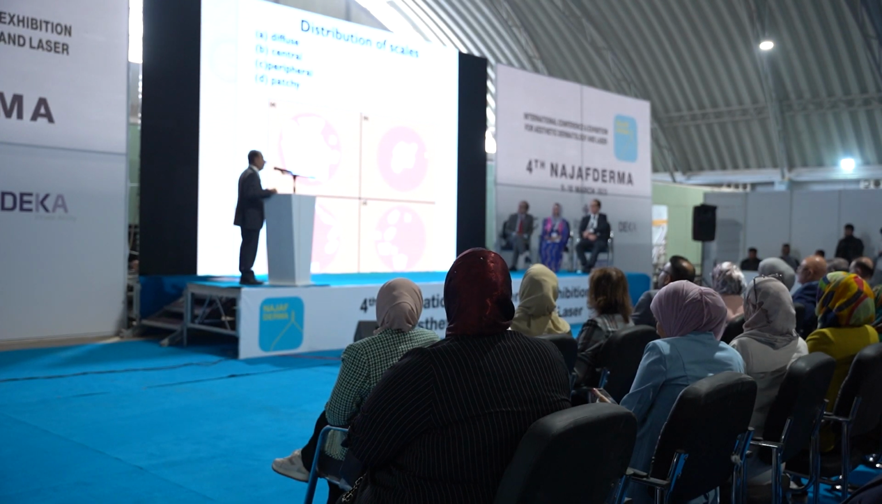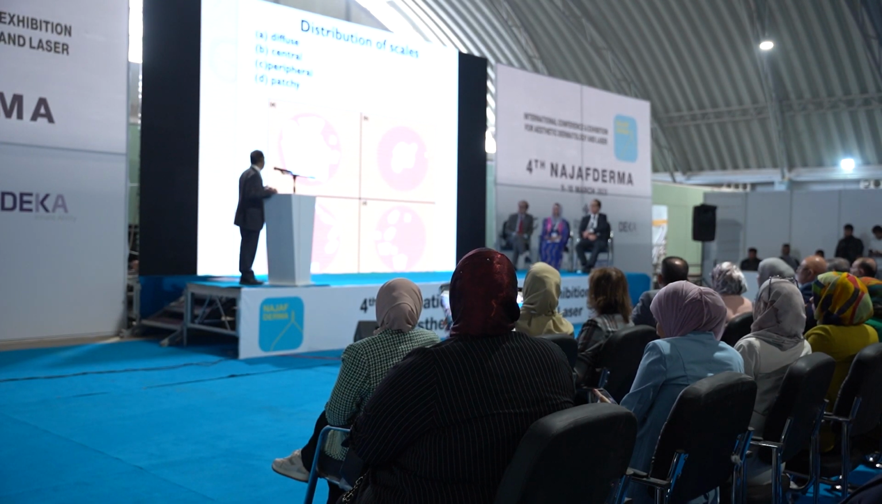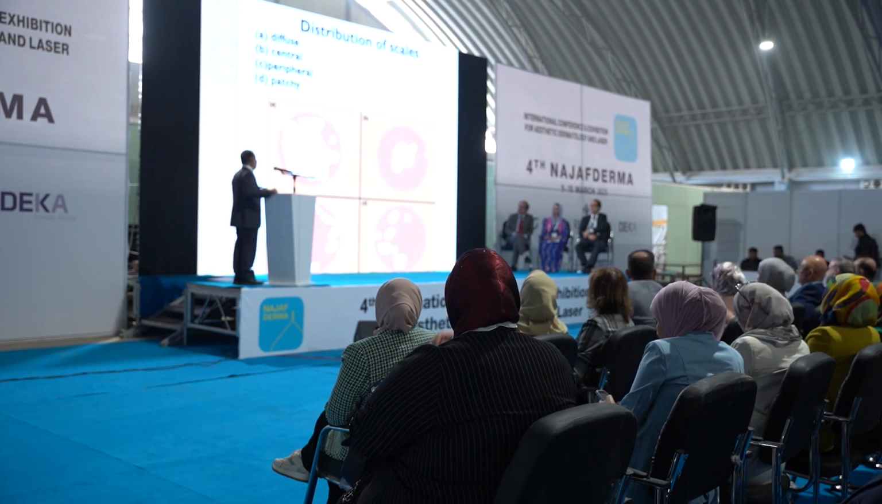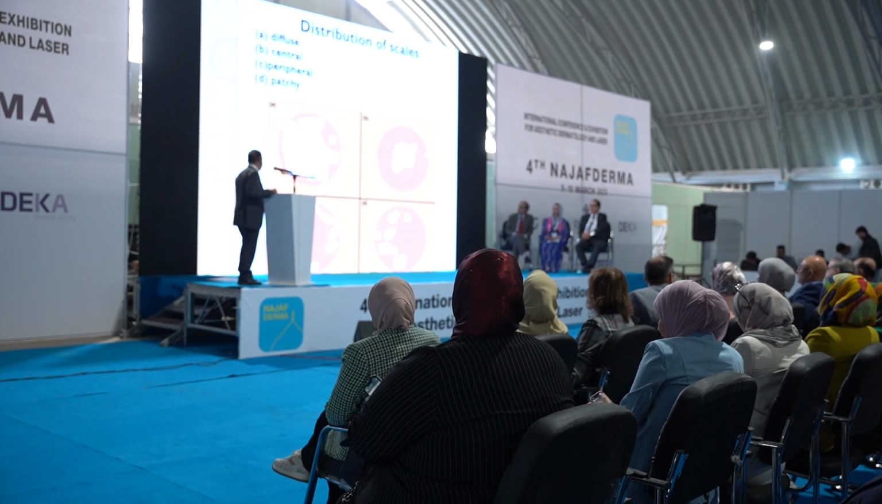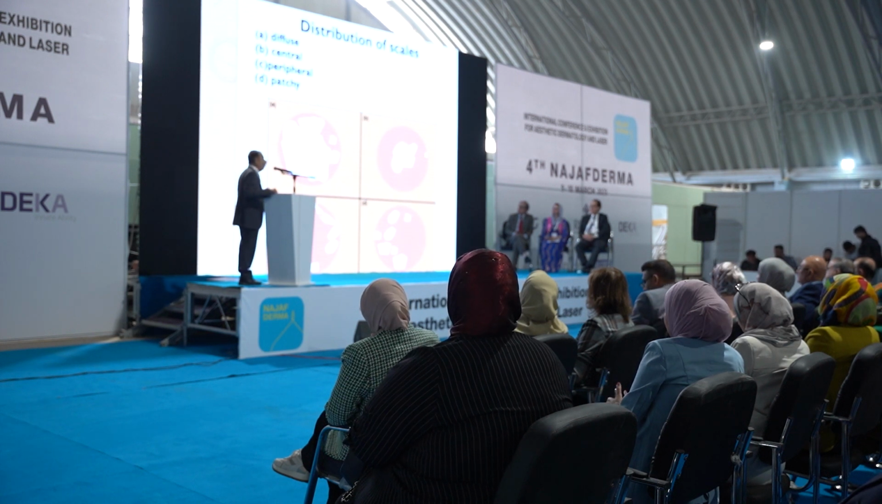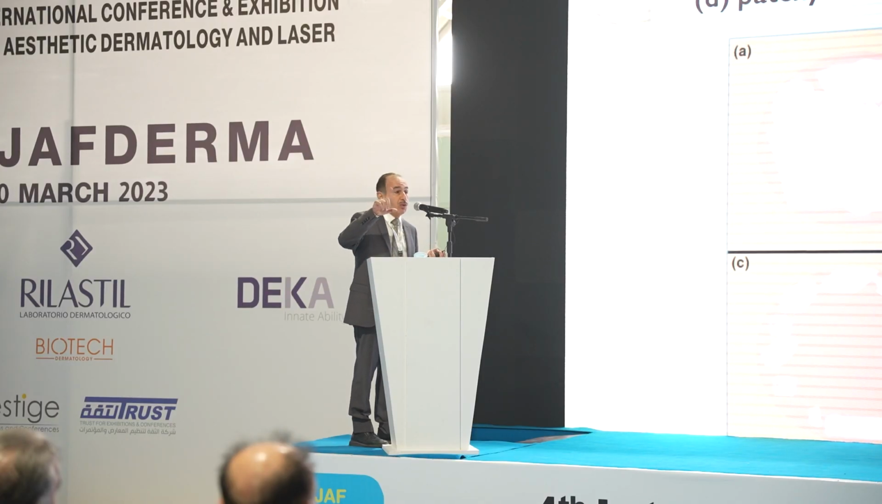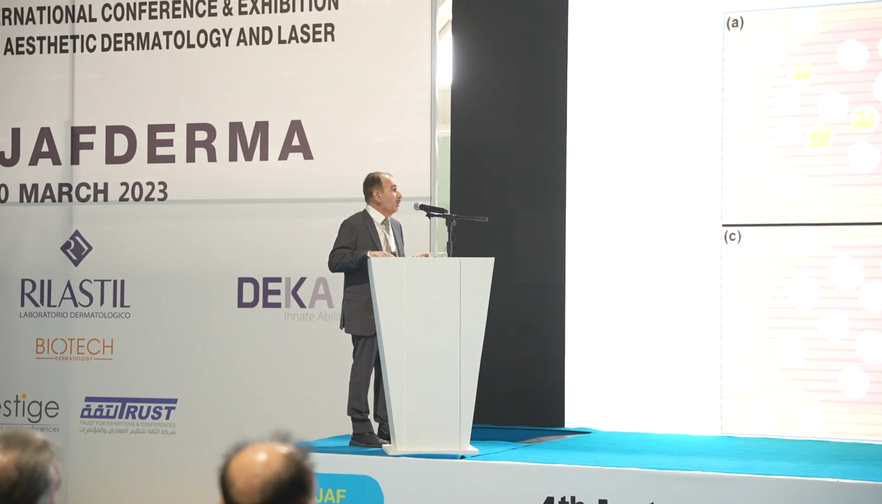The distribution of the scales could be all of the lesion like that on the A, only in the center of the lesion like that on the B, the periphery of the lesion, C, or haphazard like D. So, 2 important features of scales that are color and distribution.